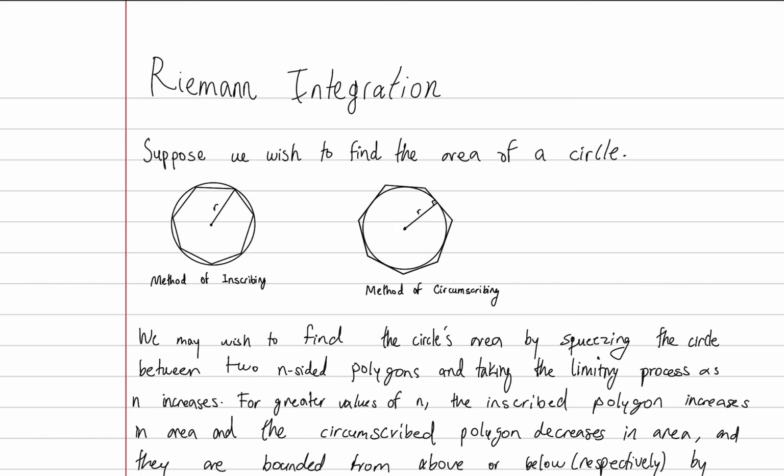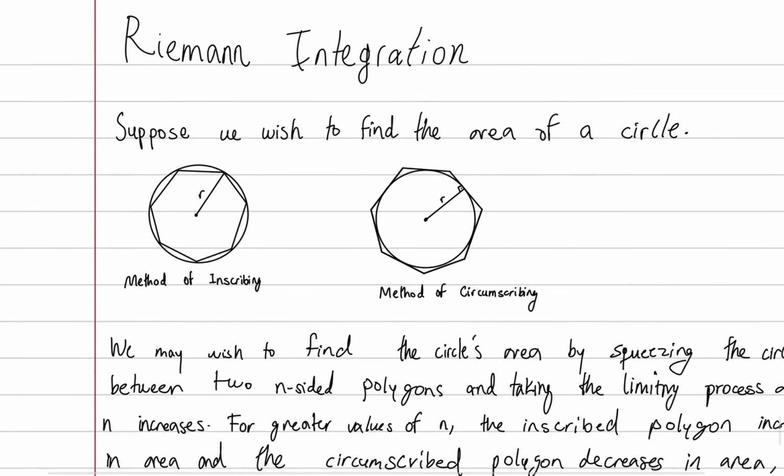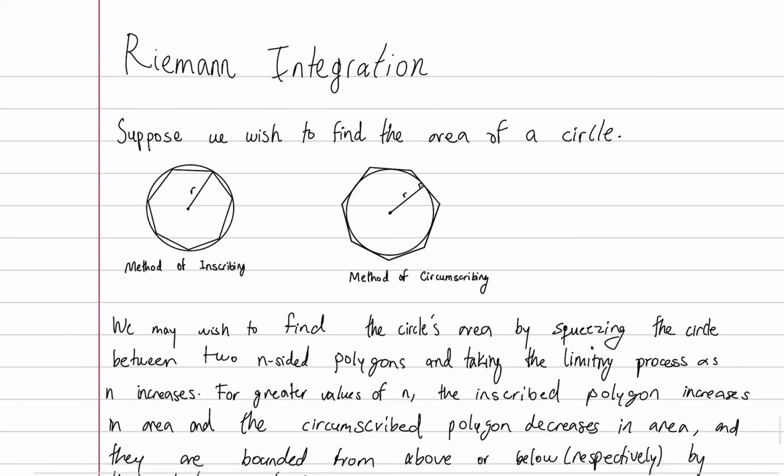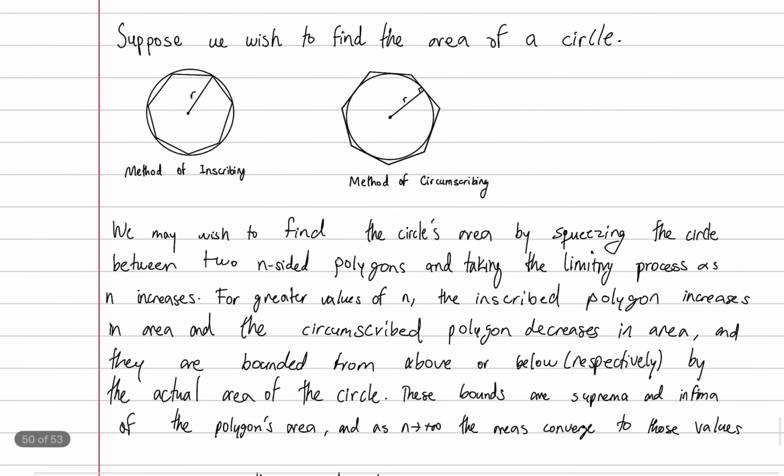So we're going to define it and I'm going to build up an intuition surrounding it. I'm going to start with this specific example of approximating the area of a circle. We're going to have two methods of approximation: inscribing an n-sided polygon inside the circle, and circumscribing an n-sided polygon. So we may wish to find the circle's area by squeezing the circle between two n-sided polygons and taking the limiting process as n increases.